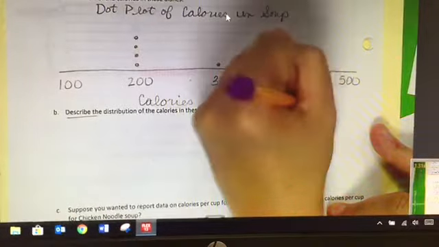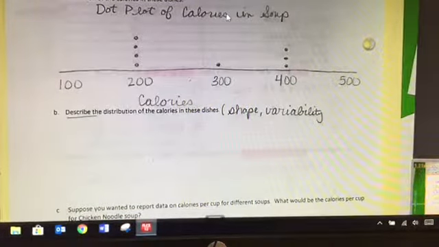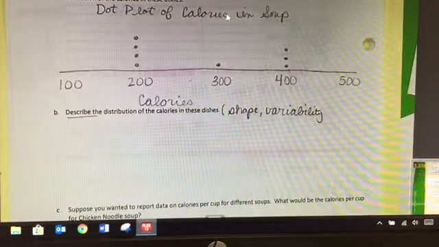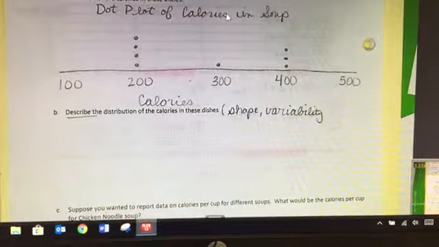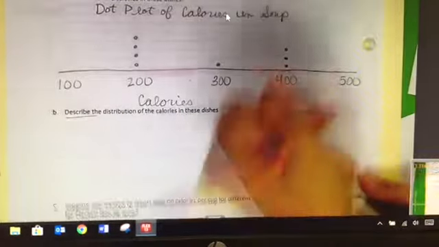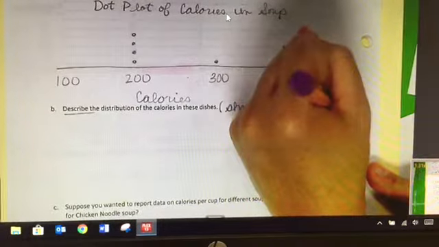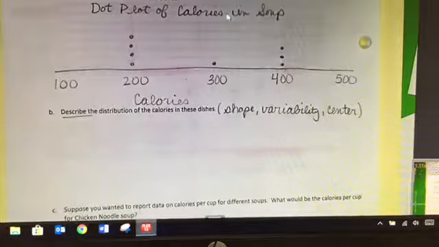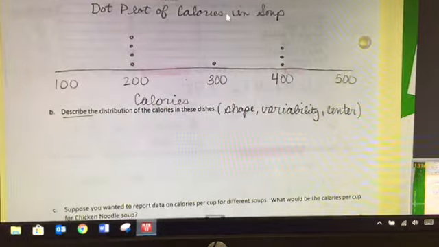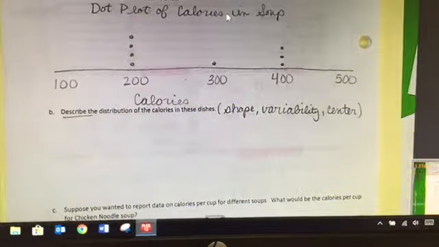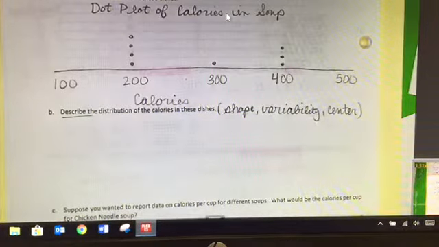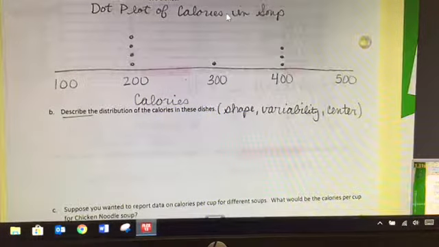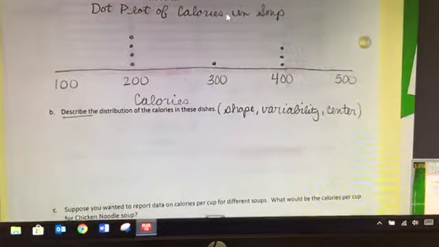Okay, which was all the people that were like, oh, it goes from here to here, or it has a small spread. That's variability. And then you need to talk about center, which is what a lot of the other people did. The other third said, most of the data is around this and that. You have to talk about all 3. Does that make sense? So when we're discussing this, we want to discuss all 3.